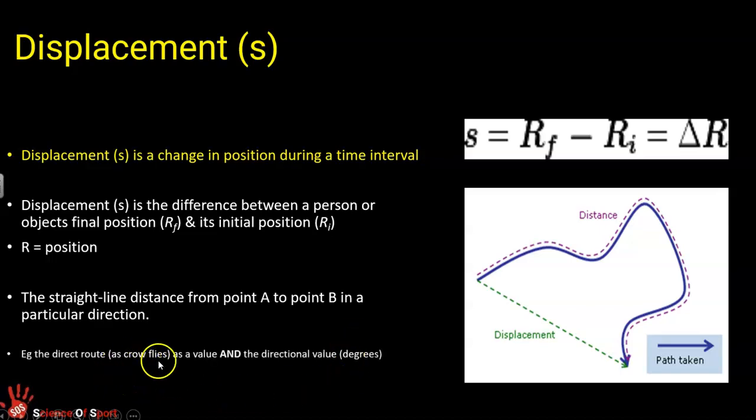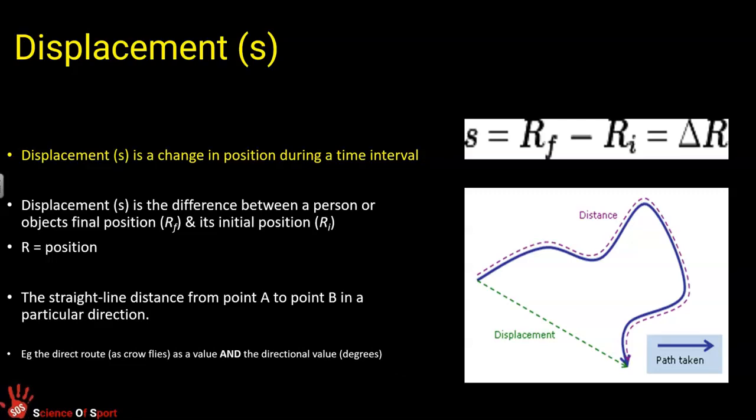So this is almost like if you know the phrase, it's 3 miles as the crow flies. It's the most direct route from A to B, and it should have a directional value. It could be degrees, it could be north-south, it could be left-right, but it should have some reference to direction as well. So there's a little bit of a difference between distance and displacement.